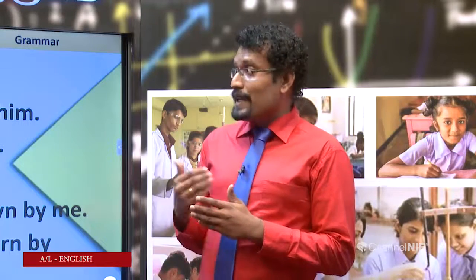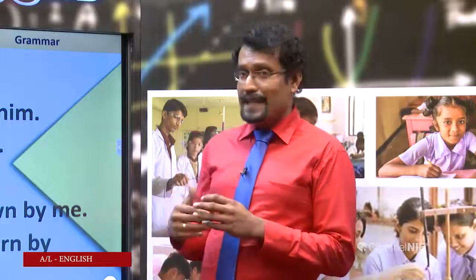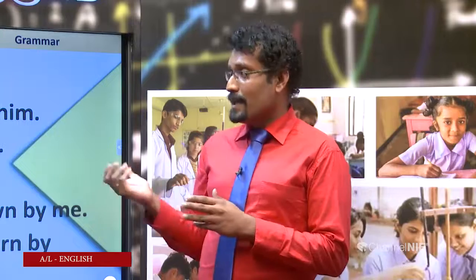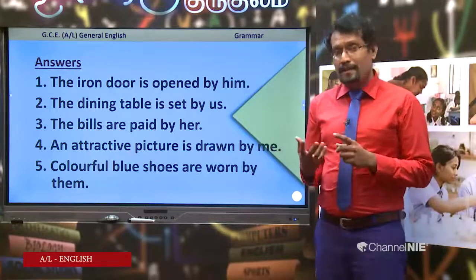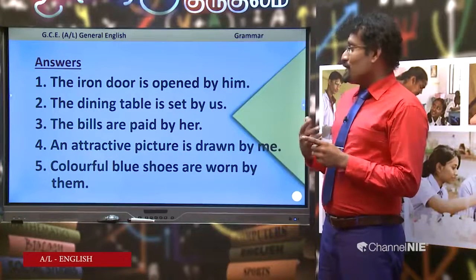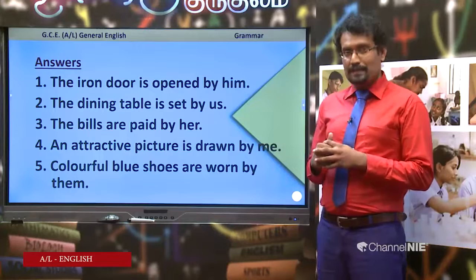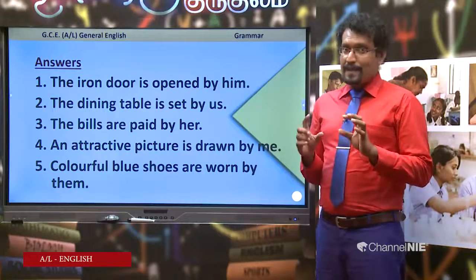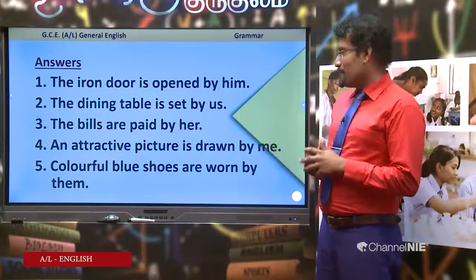So, the iron door is open. The iron door is singular. So, you are using is opened. The iron door is opened by him. The dining table is set. Since the dining table is singular, you use is. The dining table is set by us. The bills are paid by her. Since the bills are plural, the bills are paid. Pay, paid by her.